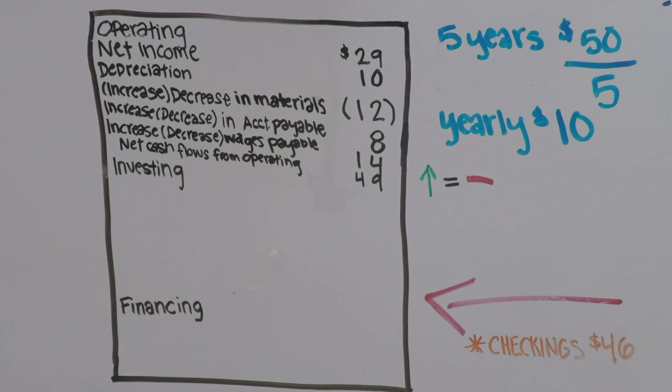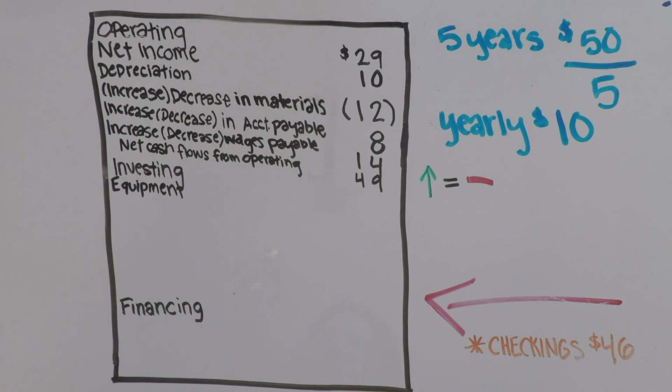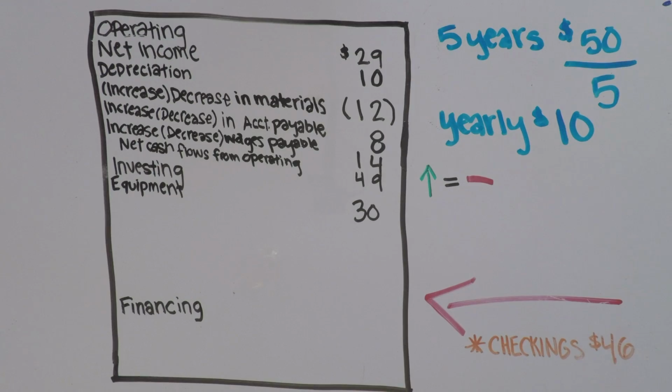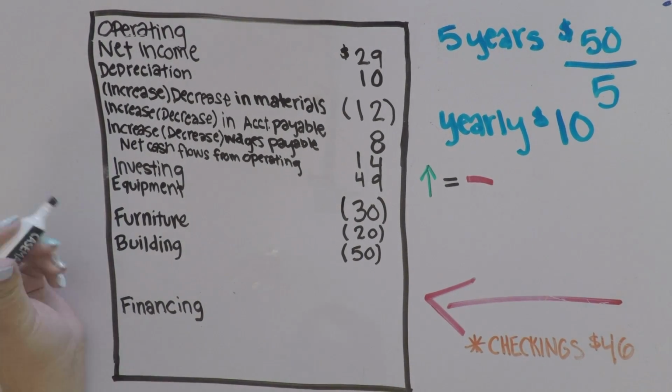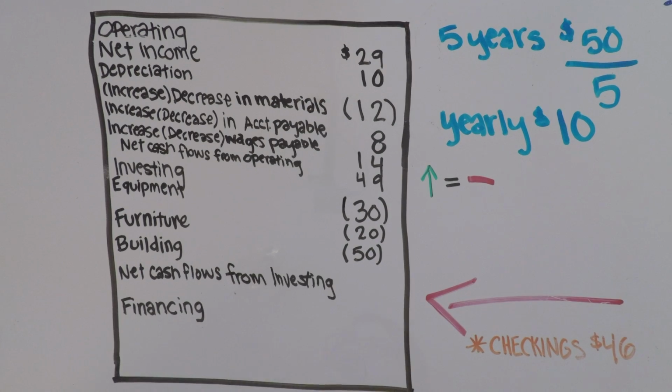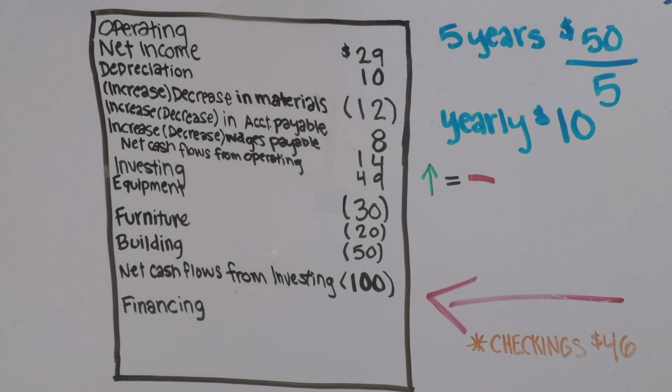Moving on to the investing portion, which shows changes of long-term assets. We had acquired our equipment for $30, thus our cash decreased $30. We purchased chairs for $20, and also our lemonade stand we bought for $50. Our net cash flows from investing activities is negative $100.